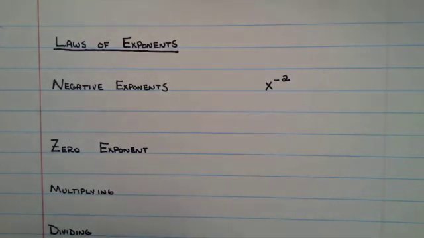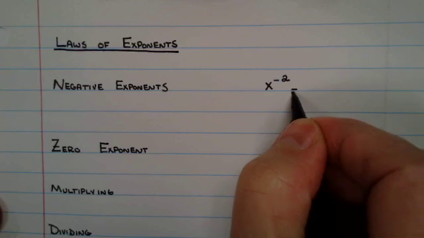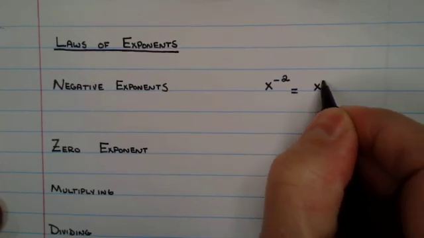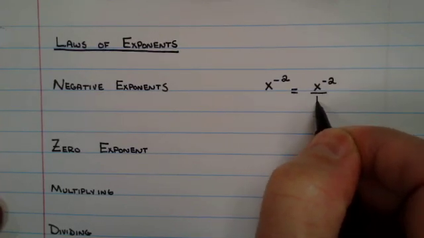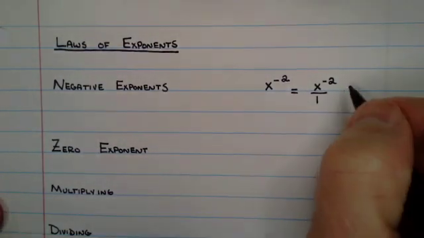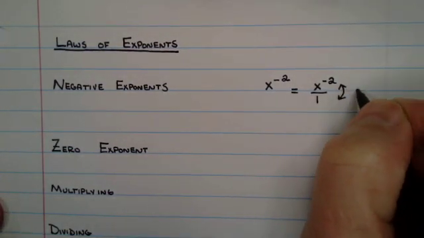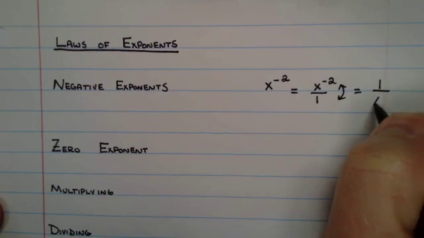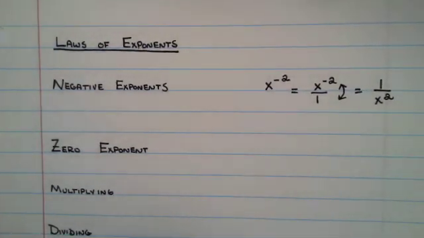If something has a negative exponent, to change it to a positive exponent, the first thing I need to do is rewrite it as a fraction, if it's not already written as a fraction. Then flip it, and the act of flipping it changes the exponent to a positive exponent.